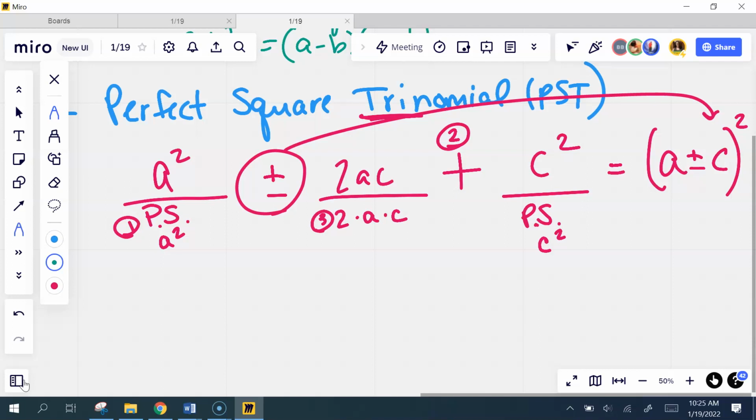Let me show you an example, because it's a little easier to see with an example. Let's say I had x squared plus 6x plus 9. My first question is, is that a perfect square trinomial? Let's go through our three checkoffs. First thing is, are the ends perfect squares? Yes and yes. Is the second sign a plus? Yes.